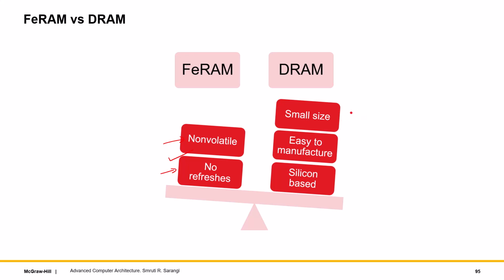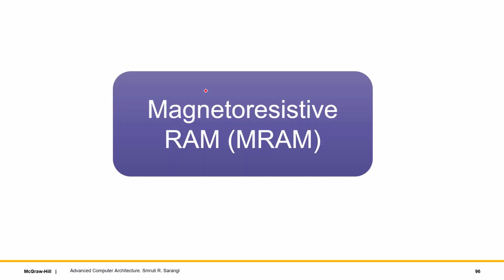DRAM on the other side has a much smaller cell size and is very easy to manufacture. It is silicon based, very easy, very cheap, right? DRAM has a huge market, now you know why. But as I said, ferroelectric RAM is good for small embedded devices, and there it works quite well. It's very fast also. Destructive reads are an issue, but refreshes are not required, thankfully.